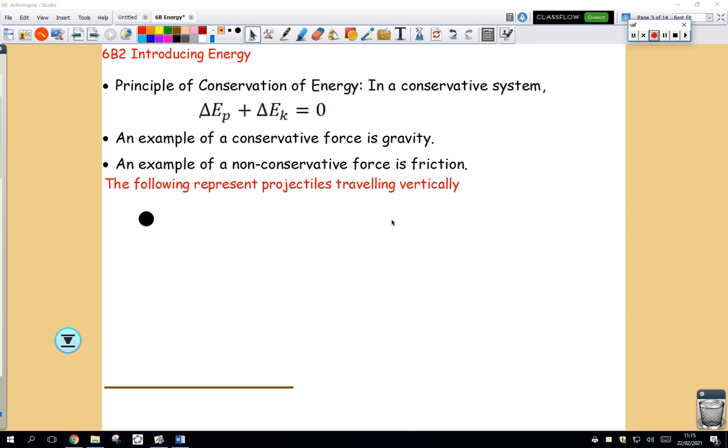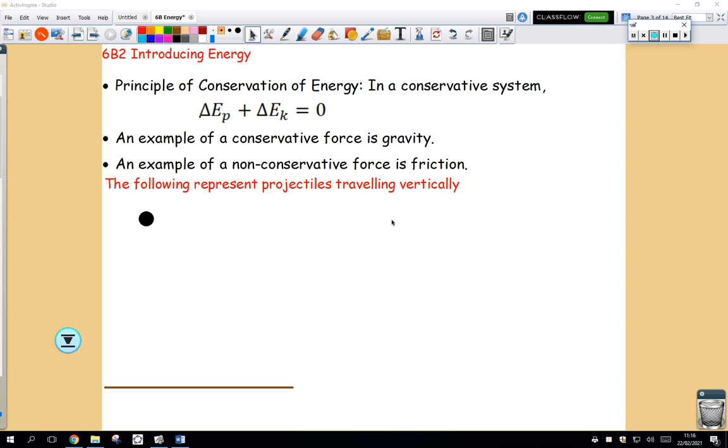Okay, in this video I'm going to be continuing our work on introducing energy, and I want to talk specifically about the principle of conservation of energy, which says in a conservative system the change in potential energy plus the change in kinetic energy is zero. In other words, the total change in mechanical energy is equal to zero. There's no loss in energy in a conservative system.